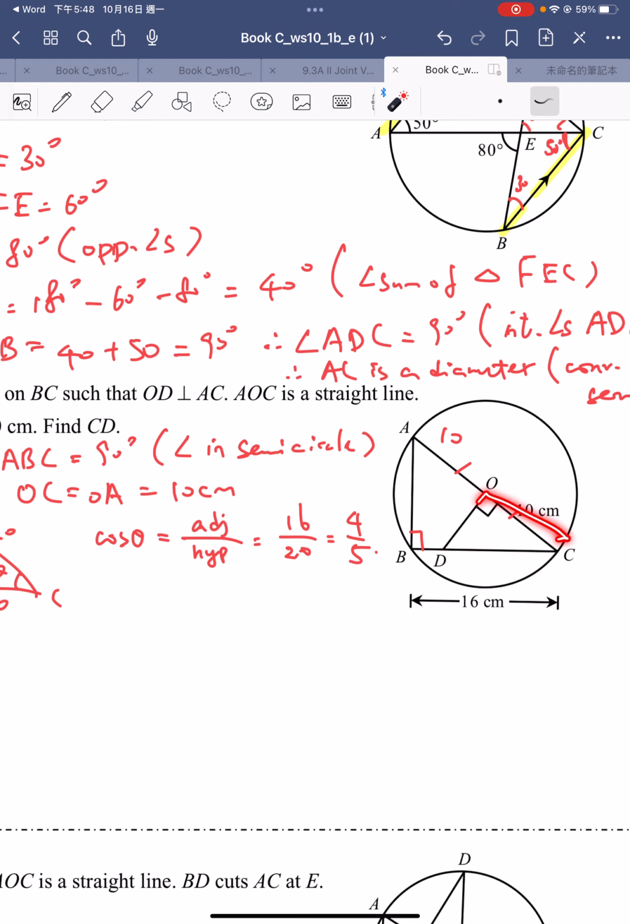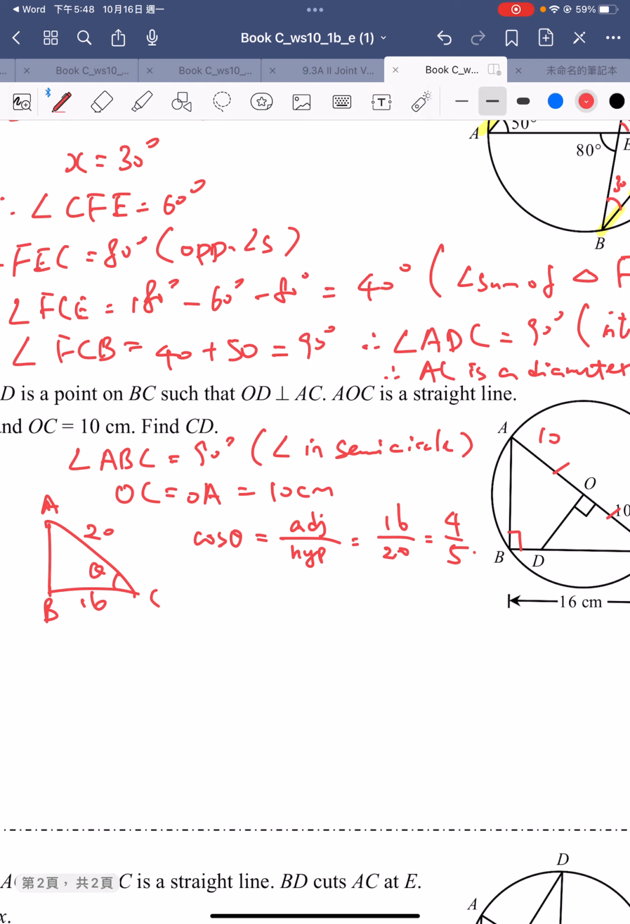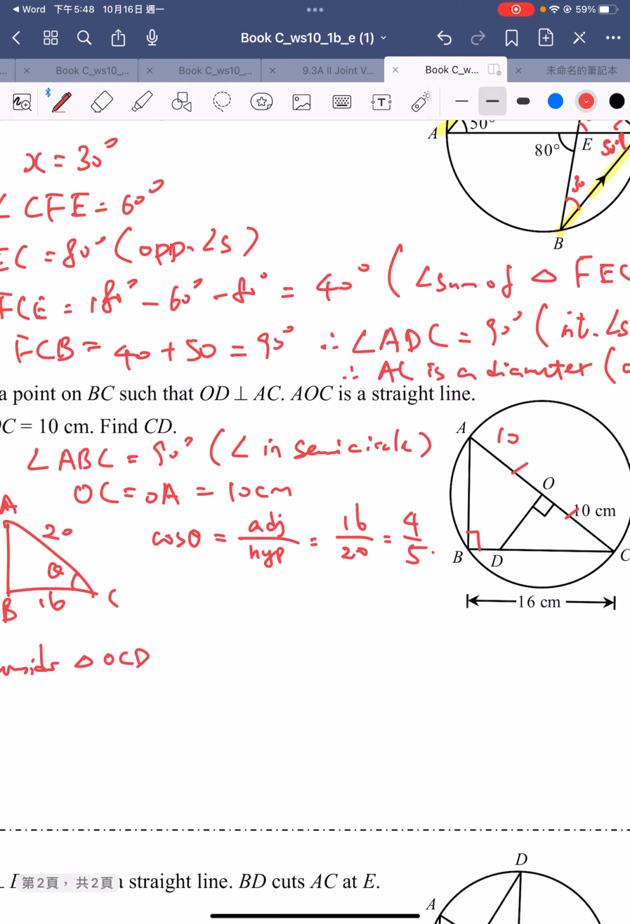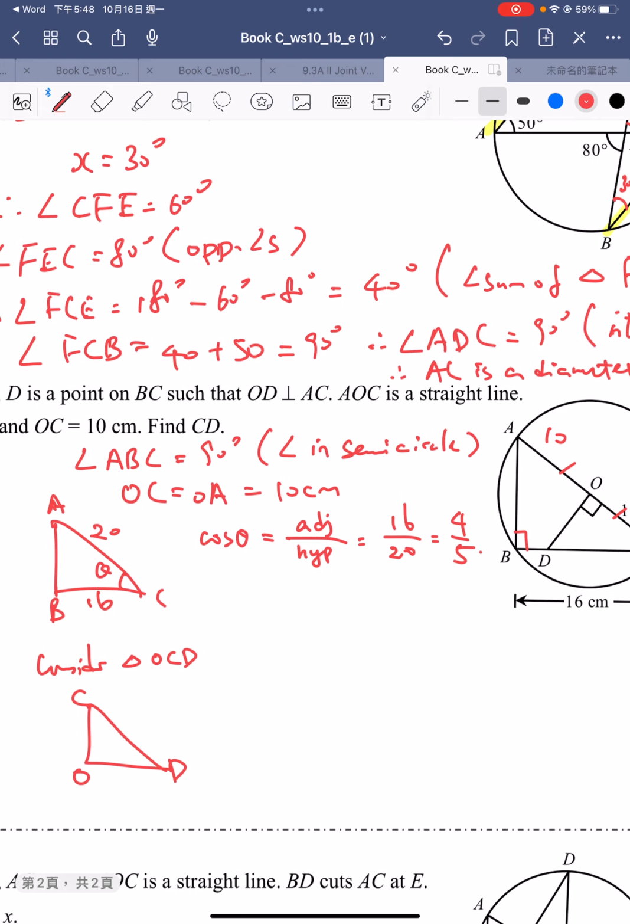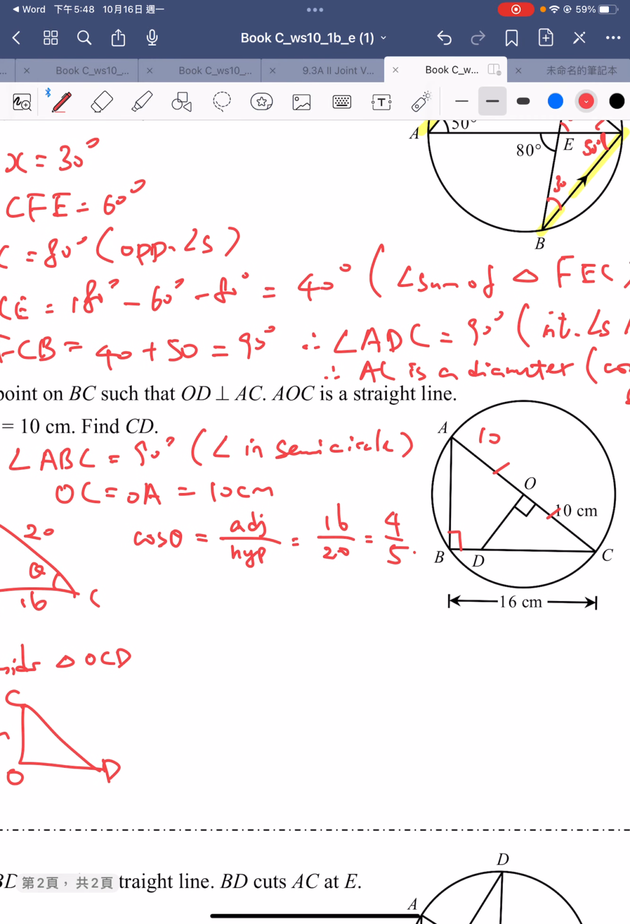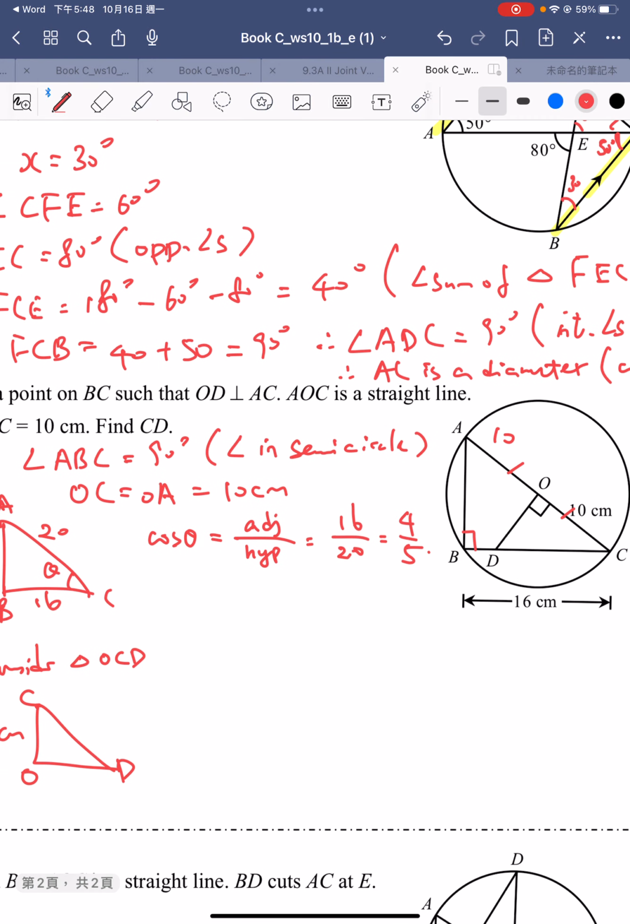So if you consider the triangle OCD, we draw it out. So this is going to be our OCD. So OC is going to be 10 cm. And we have the OD that we don't know. And what we want to find is the length of DC. So our angle OCD is this. So angle OCD is going to be theta.